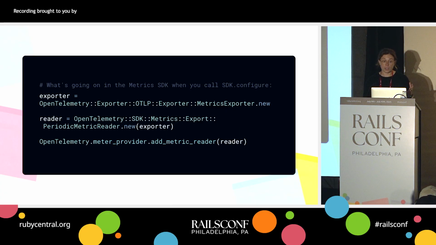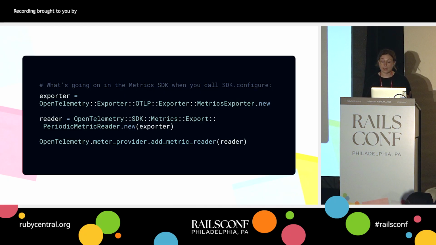Now what's going on here is very similar to the tracer provider. There's just a few other terms going on with metrics. So we have a metrics exporter that gets initialized from that automatic OpenTelemetry SDK configure method that's already in your initializer. Instead of processors, metrics have readers. That's what they're called. They do pretty much the same thing. They prepare the metrics for export.